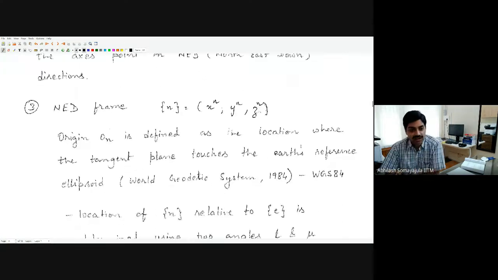Okay, all right, so this NED frame, which we just talked about, we are going to represent as the N frame of reference, and the X, Y, and Z axes will be X superscript N, Y superscript N, Z superscript N. The origin ON here is defined as the location where the tangent plane touches the Earth's surface, the reference ellipsoid. You know that the Earth is not exactly spherical, it is more of an ellipsoid, and the World Geodetic System in 1984 formulated the parameters of that ellipsoid, which is now known as WGS 84.